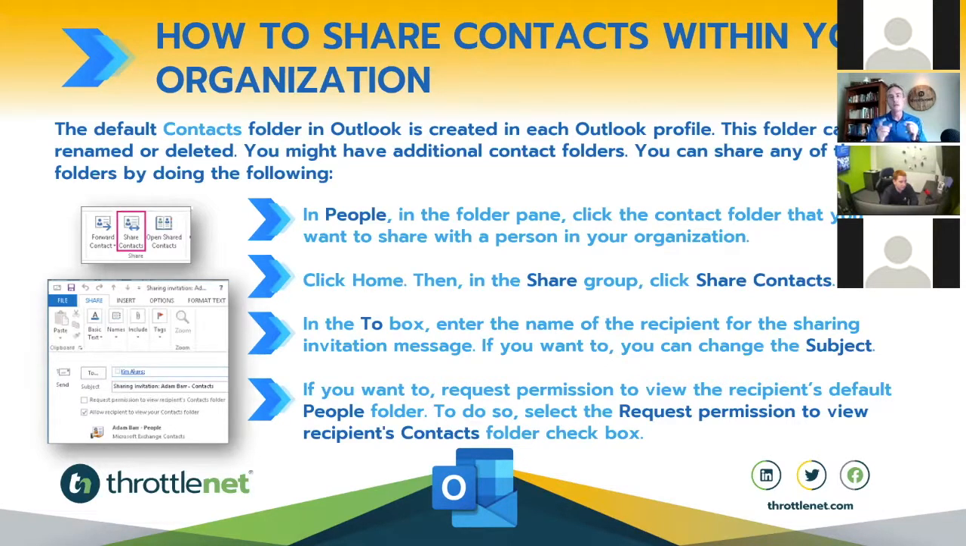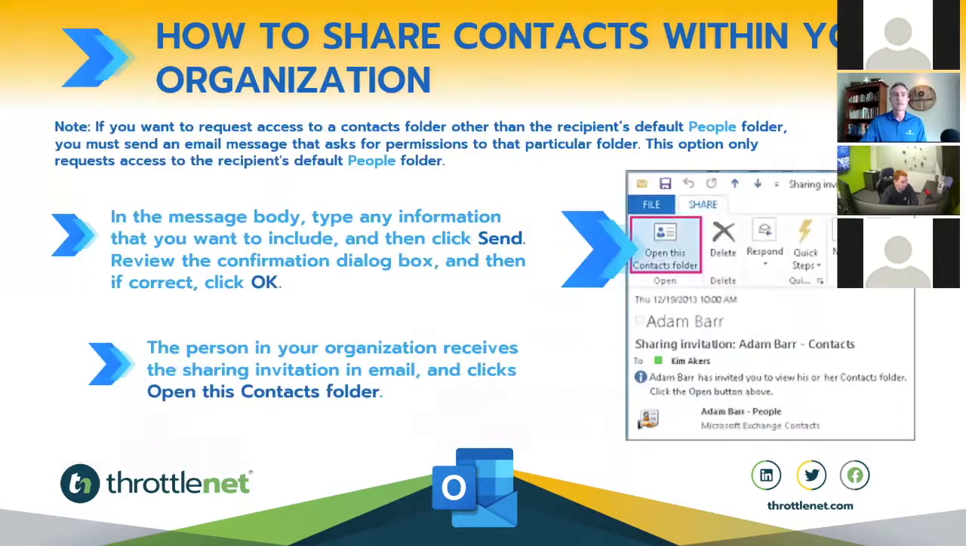From there, you also have a really cool option, especially for those within your organization, where you can go in and request permission to view the recipient's contact folders. So again, very cool as far as that's concerned. Then from there, in the message body, type any information you want to include, click Send, and review the confirmation dialog box. And then if it's correct, you'll just click OK.